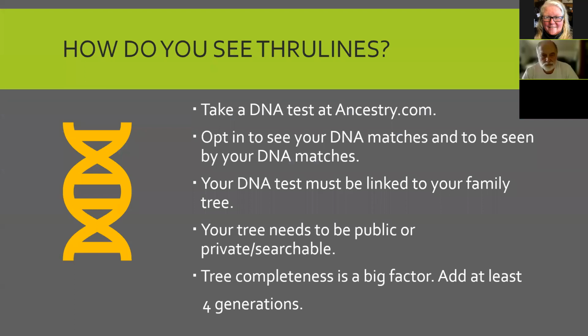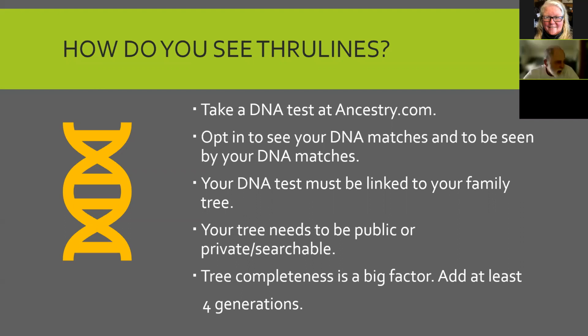So how do you see Through Lines? Well, first you have to take a DNA test at Ancestry. You have to opt in to see your DNA matches and to be seen by your DNA matches. So you can't hide your DNA matches and still use Through Lines. Your DNA test must be linked to your tree. So if you have a test, or your mom has a test, your sister has a test, and they're linked to your tree, that's the way you're going to start seeing Through Lines.